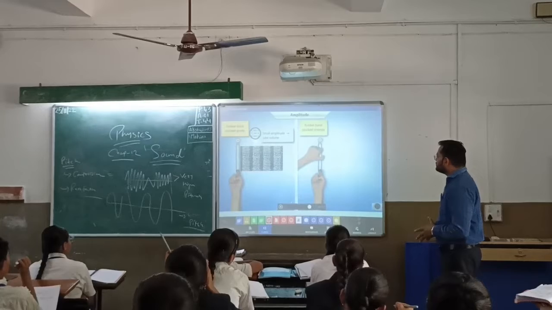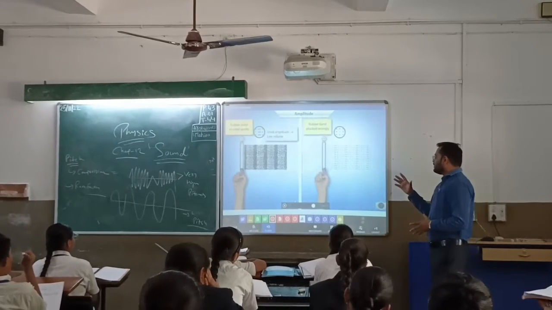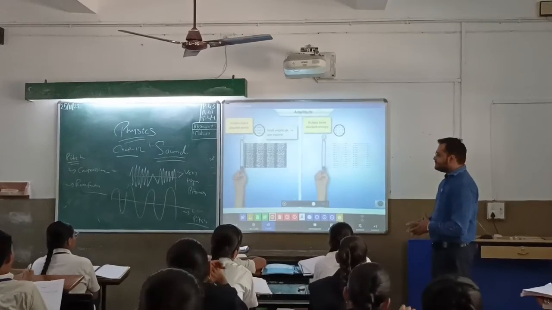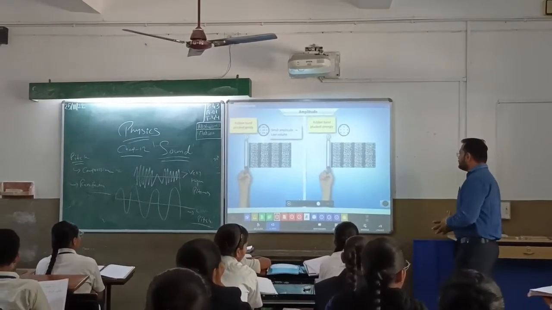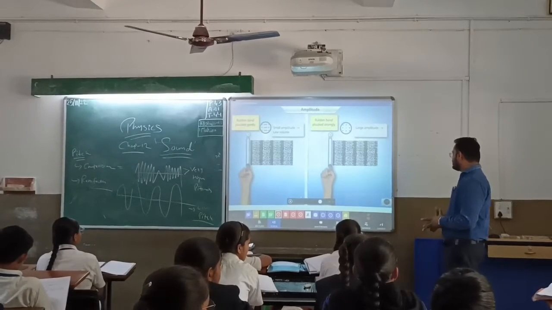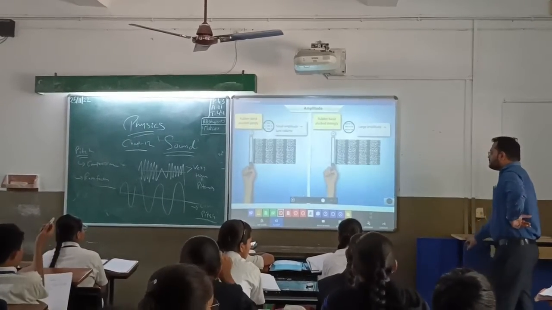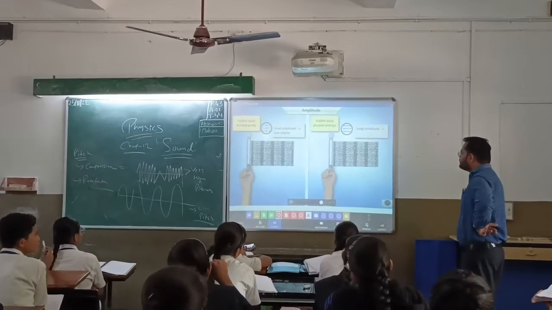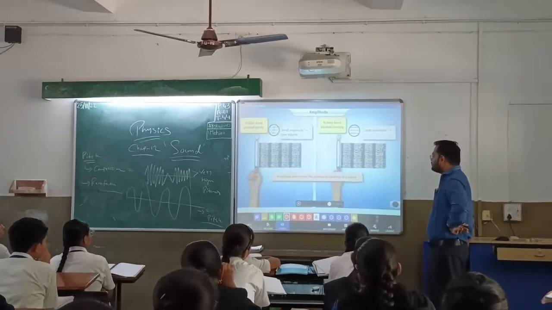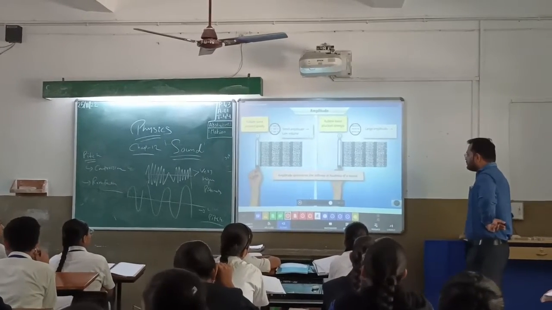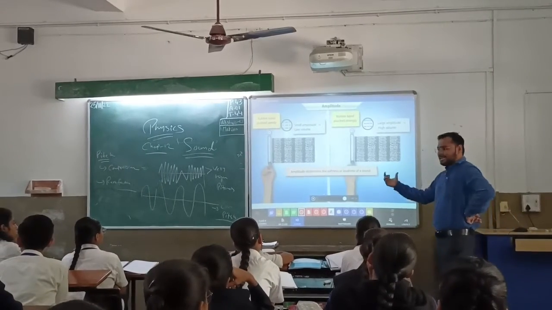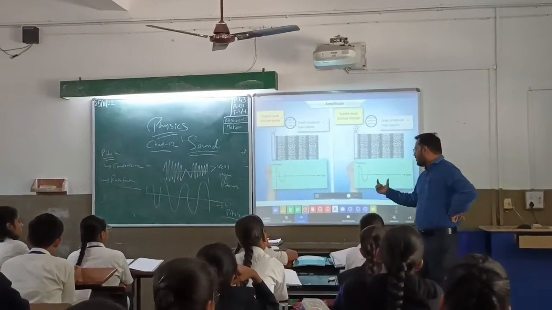When you pluck the rubber band strongly, the force applied is greater, and this produces sound waves of high energy. These waves have large amplitude. That is, the particles in the medium are displaced a greater distance from their original position. Large amplitude results in a sound with high volume. That is, the softness and loudness depend on the amplitude.